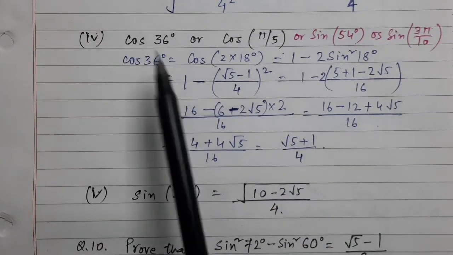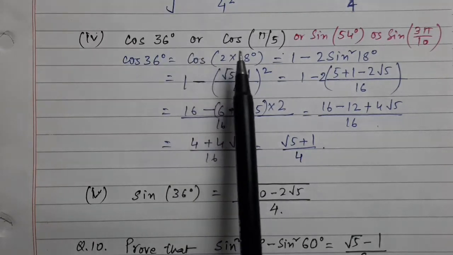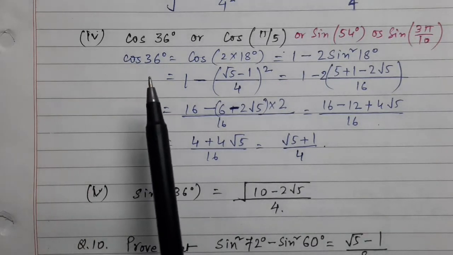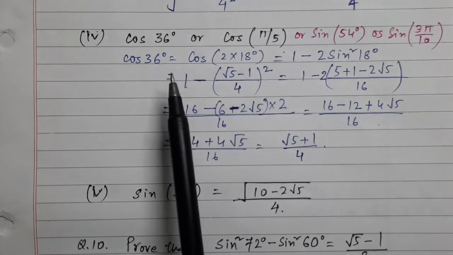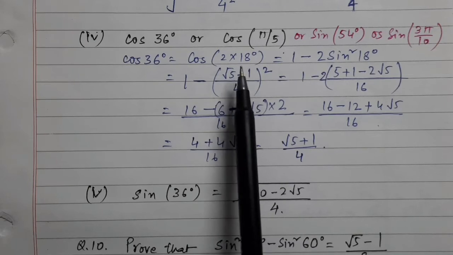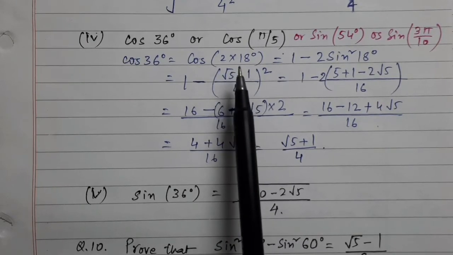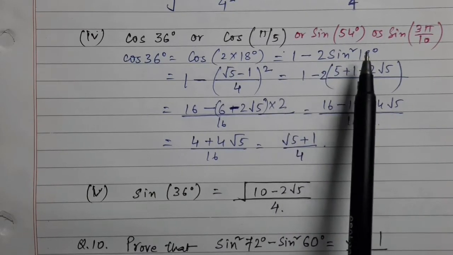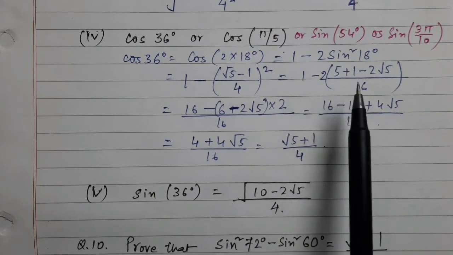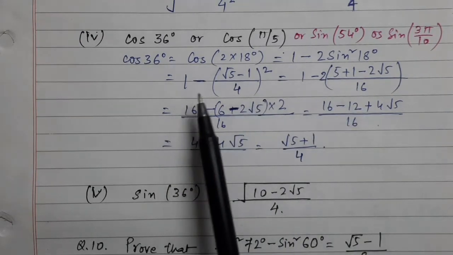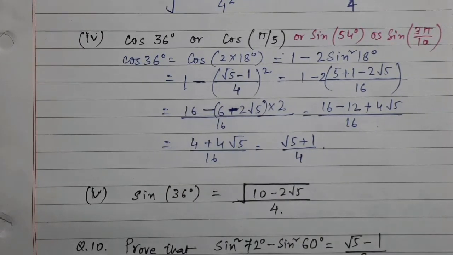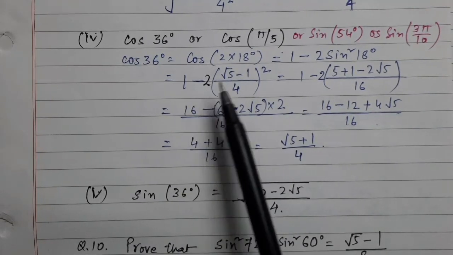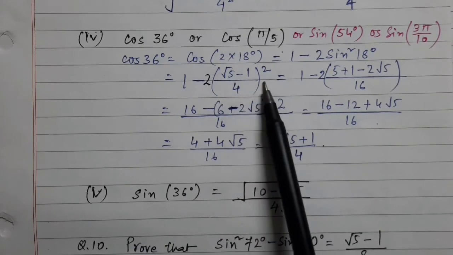Now we have to find out the value of cos 36 degree, or we can find out the value of sine 54 degree. Now since we know that cos 36 degree is equal to cos 2 into 18 degree, that is cos 2x, we can apply the formula here. So it will be 1 minus 2 sine square 18 degree. We know the value of sine 18 degree. Again we can square it. So 1 minus 2 root 5 minus 1 by 4 whole square.